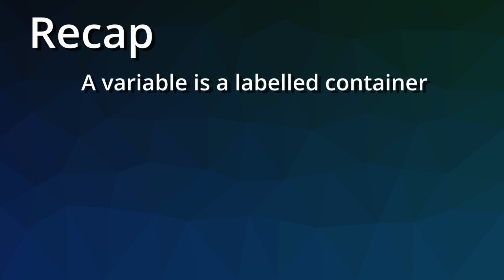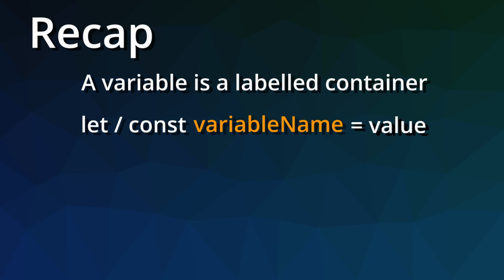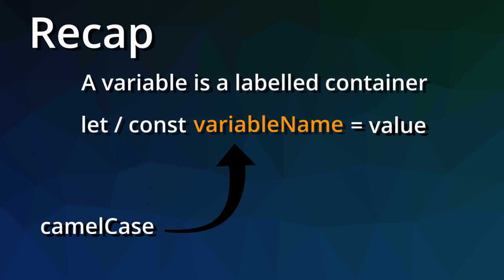Let's do a recap. A variable is like a labeled container, and we can use it when it's needed. We learned how to declare variables using let or const. We learned how to assign a value to a variable. You can change the value of a let variable but not a const variable. And finally, we follow camel case convention for naming variables. Alright, got it? Easy.